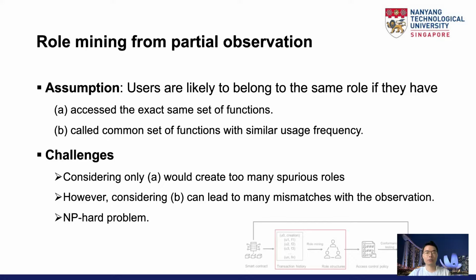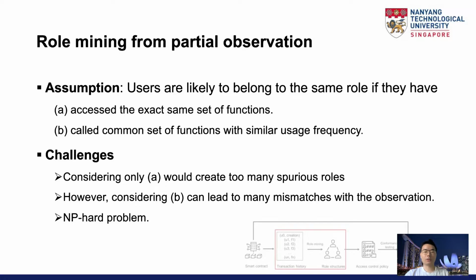To address this problem, we need to mine user roles of smart contracts from partial observation. Our intuitions are that users belong to the same role if they have the same access functions, or they have some functions in common, and they also show high similarity in the usage frequency. However, there are some challenges here.